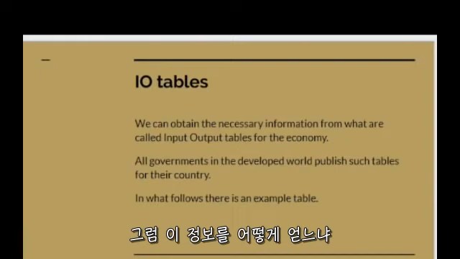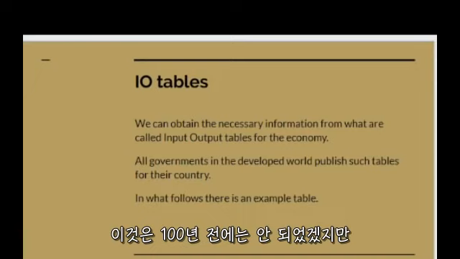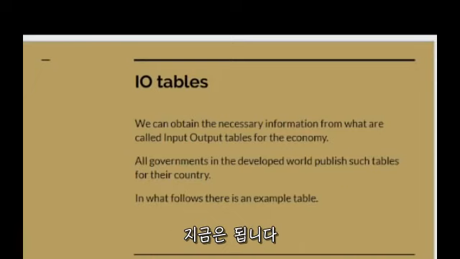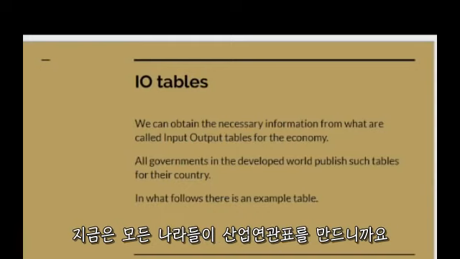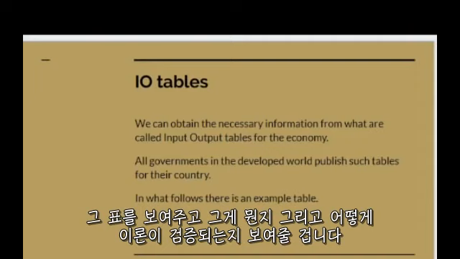How do you get this information? Well, you couldn't have done it 100 years ago. But you can do it nowadays, since all countries publish what are called input-output tables for their economies. I'm going to show you a sample input-output table, explain how it works, and then I'll explain how the tests have been done.